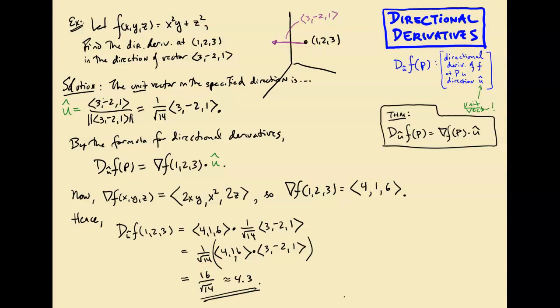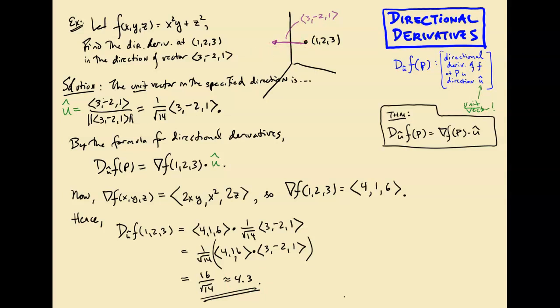That means that if we start here at point 1, 2, 3 and move in this direction, then for each infinitesimal unit we move in this particular direction, f's value increases by about 4.3 units. So if f represents temperature and you walk in this direction, well, it's going to be getting hotter.